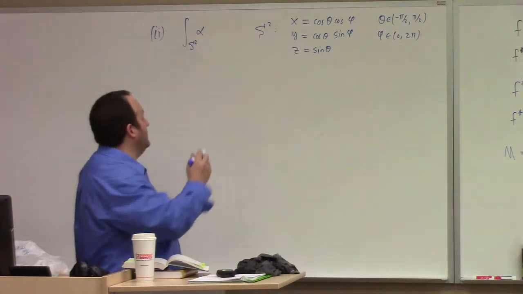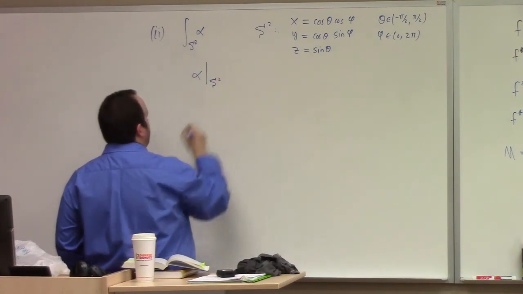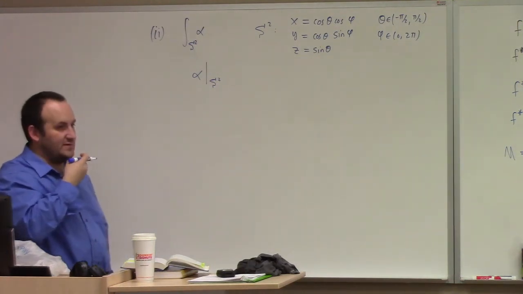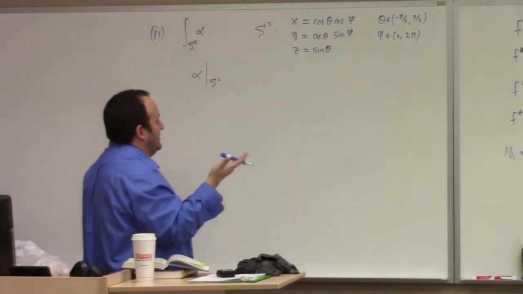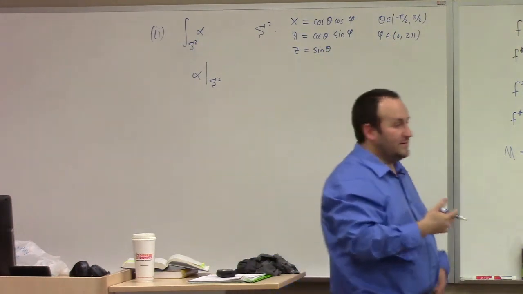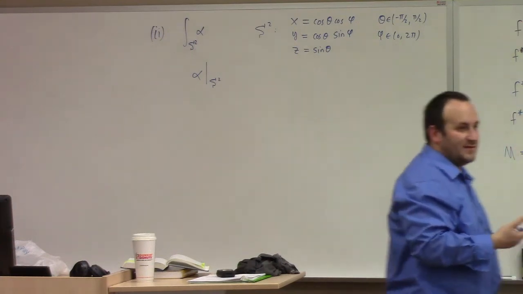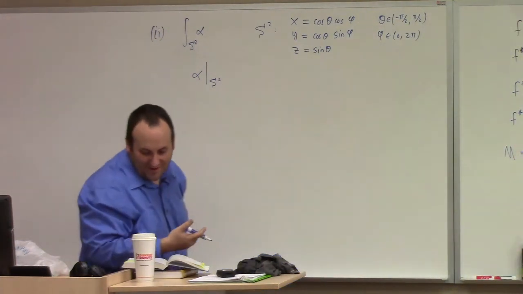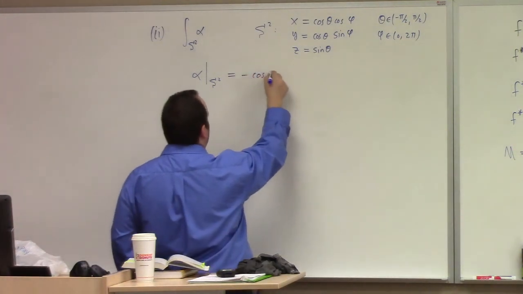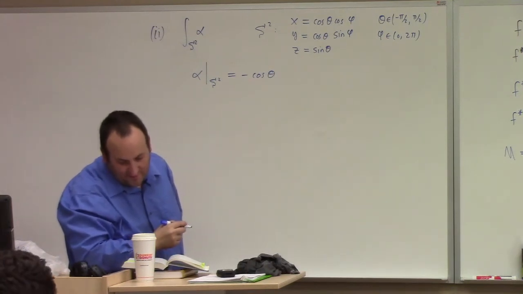The question is, what is alpha? So alpha restricted to S2, all right, is what? Essentially it's a pullback. You take the alpha over there, and then you plug in this x, that y, and that z, and work it out, with rho equal to 1. It works out to minus cosine theta d theta wedge d phi.